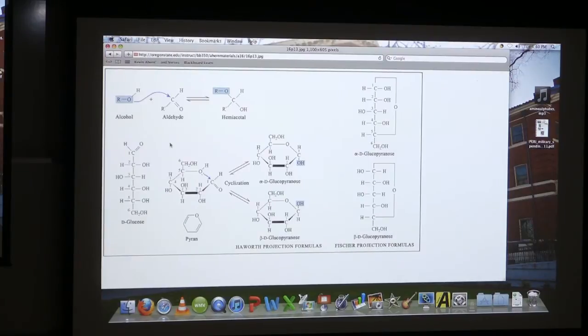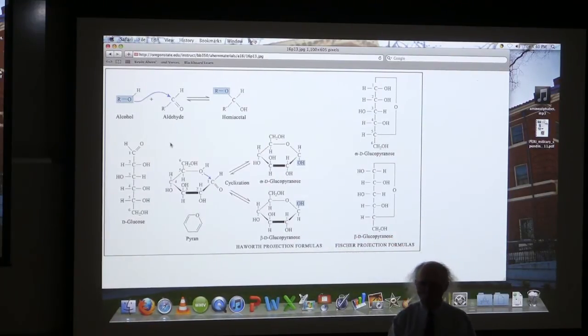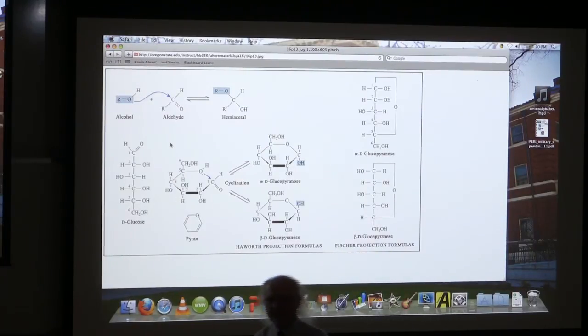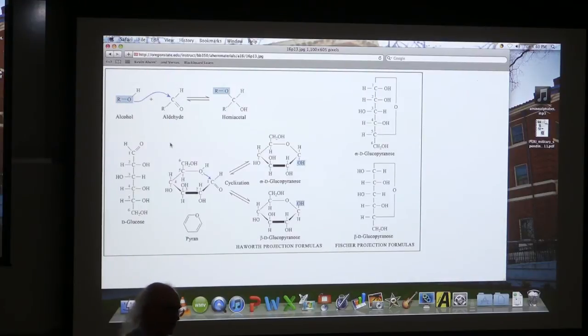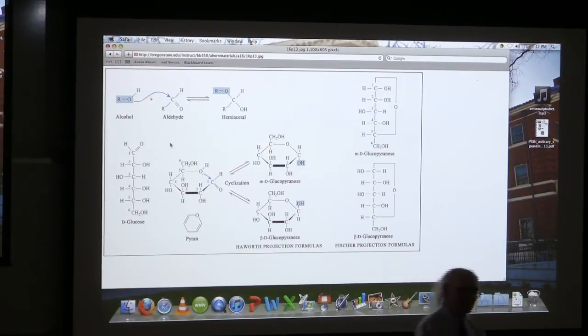The circular form also has a name. It's known as the Haworth form, H-A-W-O-R-T-H. The Haworth form is a circular form of sugars. Most sugars can exist in both linear and circular form. These 2 sugars are described as anomers, A-N-O-M-E-R-S. They're anomers, meaning that they differ only in the configuration of this carbon right here, which is called the anomeric carbon. So an anomeric carbon is the newly asymmetric one that forms during cyclization.